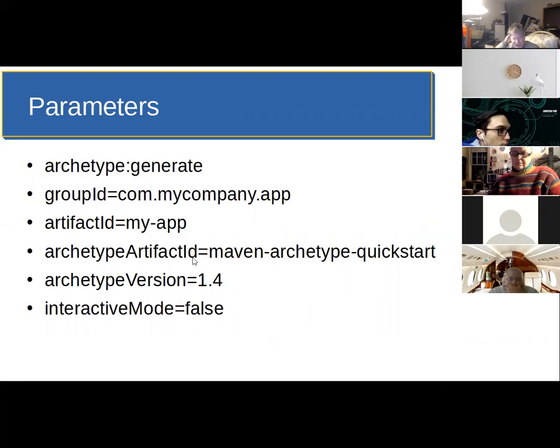The archetype artifact ID is the, so Maven has a bunch of archetypes, which are quick setups. They're templates that are generated by people and other people. You could generate your own archetype, so you could generate a project template. You could just type in all this information and it'll pop it right out and set up your project exactly the way you want it to start off. And then there's a version and the interactive mode.